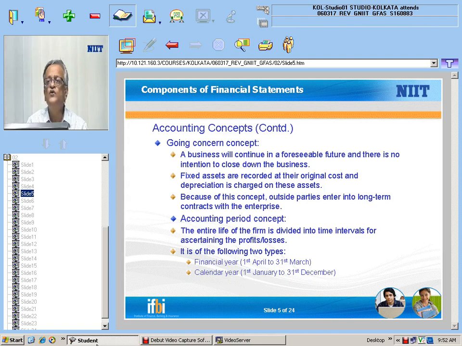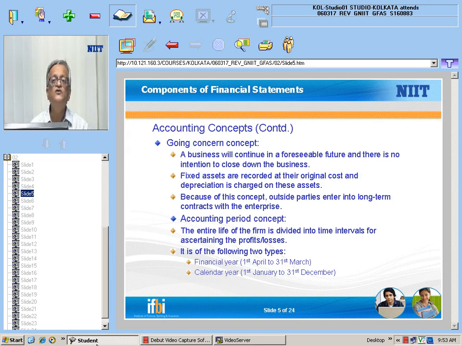All of you know that all fixed assets will be recorded at original cost and depreciation will be charged. What is depreciation? Depreciation is the falling value of an asset because of regular wear and tear. Every year, a certain amount is written off and this amount is called the depreciation.